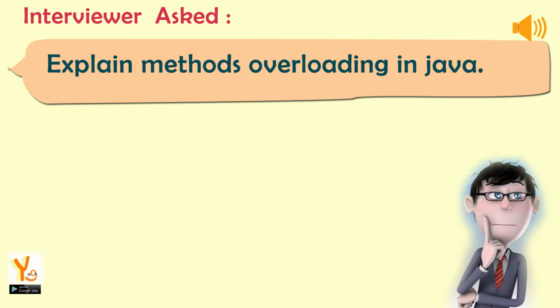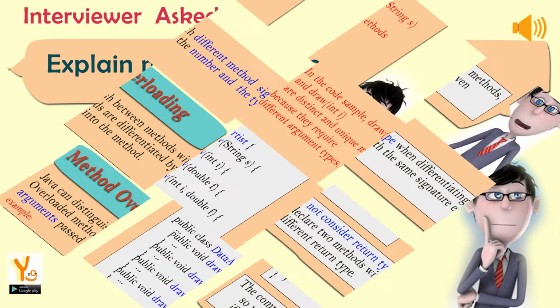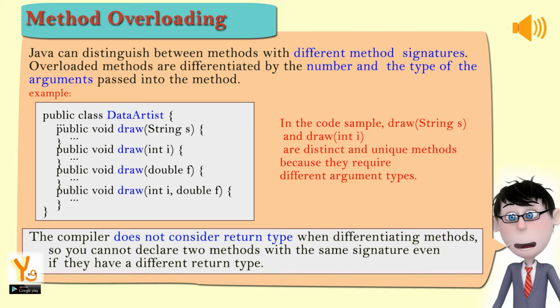Explain method overloading in Java. Java can distinguish between methods with different method signatures. Overloaded methods are differentiated by the number and the type of the arguments passed into the method. For example, in the below code. In the code sample, draw(String s) and draw(int i) are distinct and unique methods because they require different argument types. The compiler does not consider return type when differentiating methods, so you cannot declare two methods with the same signature even if they have a different return type.